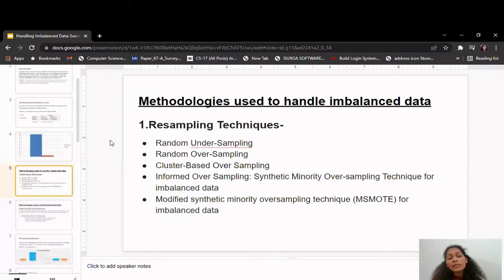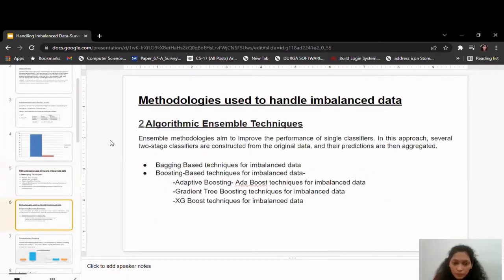Okay, so the first is resampling technique. There are four to five techniques which come under it. That is random undersampling, random oversampling, cluster-based oversampling, informed oversampling, modified synthetic minority oversampling technique, that is also known as MSMOTE for the imbalanced data. Second one is the algorithmic ensemble techniques. These are divided into two major classes, that is bagging-based techniques for imbalanced data and boosting-based techniques for imbalanced data, which is further divided into three more techniques.